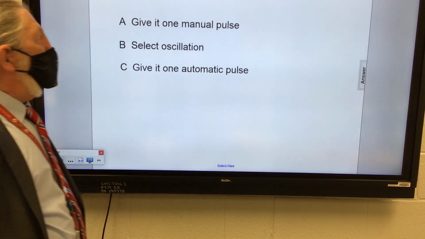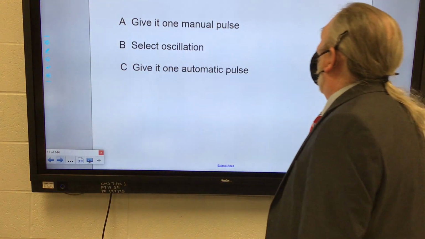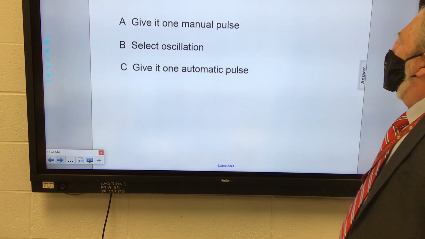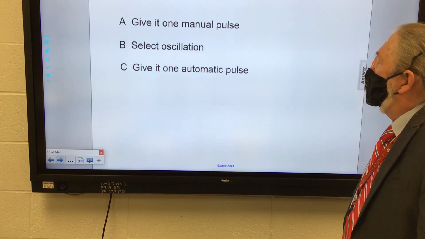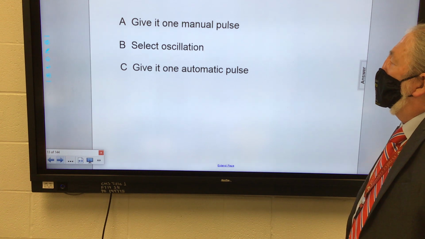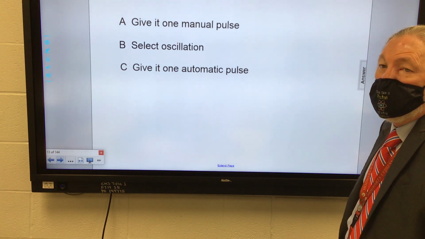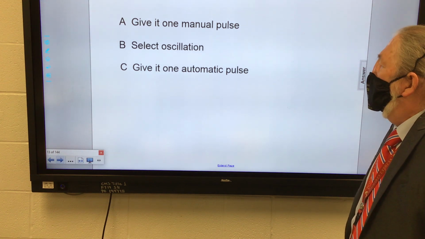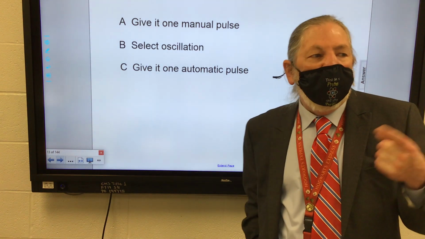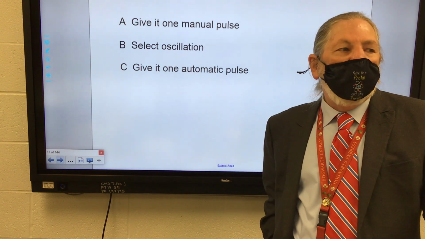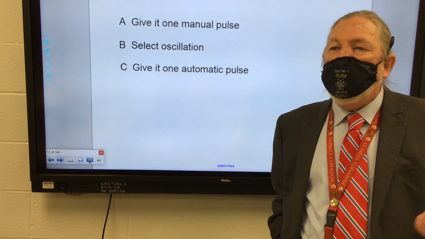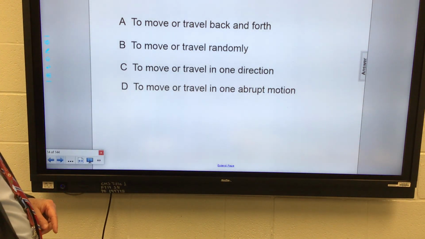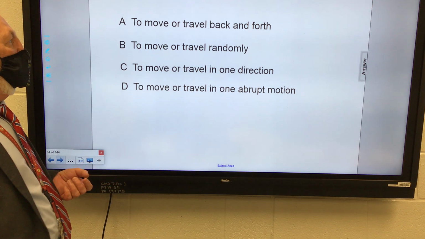Okay, look right here. Which is the best way to start a wave and keep it going? Forget about the simulation. Mark B and move on. B, as in boy, yes. Select oscillation. Oscillation is a term where it's a continuous movement, okay? Oscillate means you continually move something. You'd have to look at the simulation to get that answer.